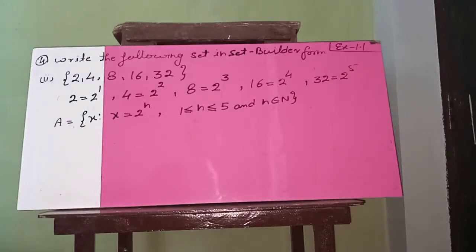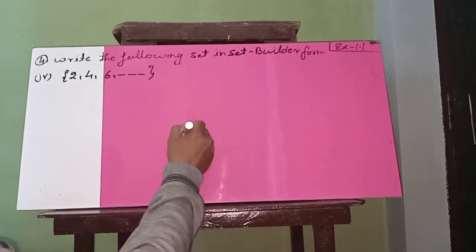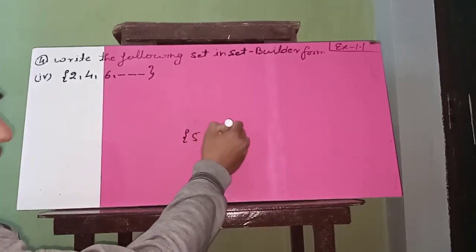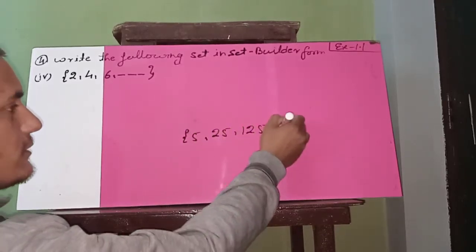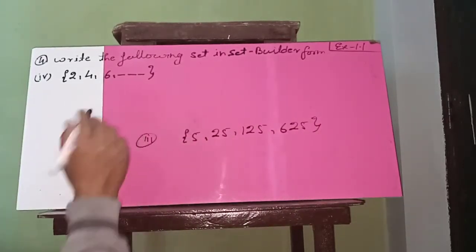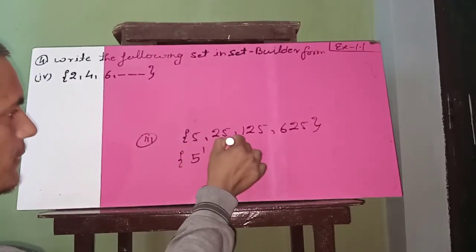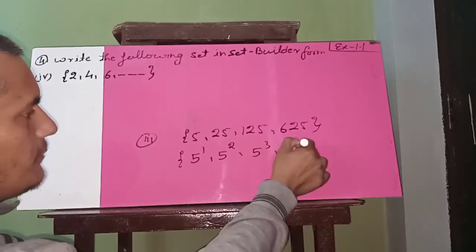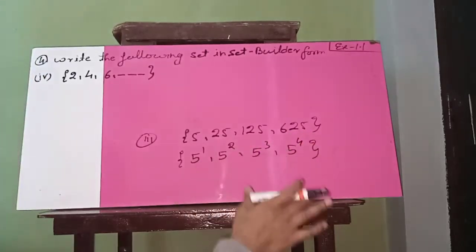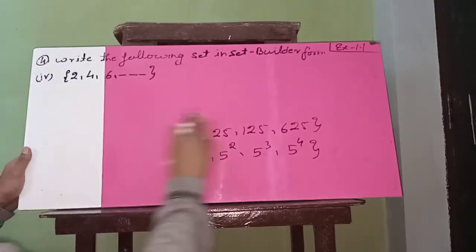Okay, now I take its third part. Pause the video and note the question. Now I take question number 4 because third part is very easy. Here third part is 5, 25, 125 and 625. So in the question you have 5 to the power of 1, 5 to the power of 2, 5 to the power of 3 and 5 to the power of 4. Very easy, you make. Okay, that is same type as question number second. Now I take question number 4.